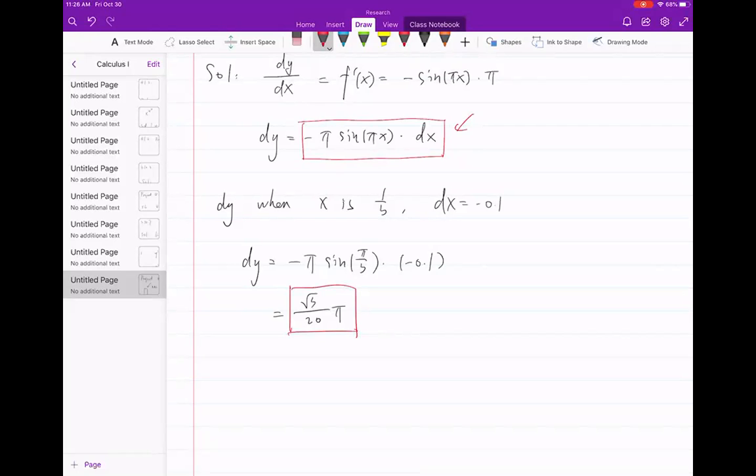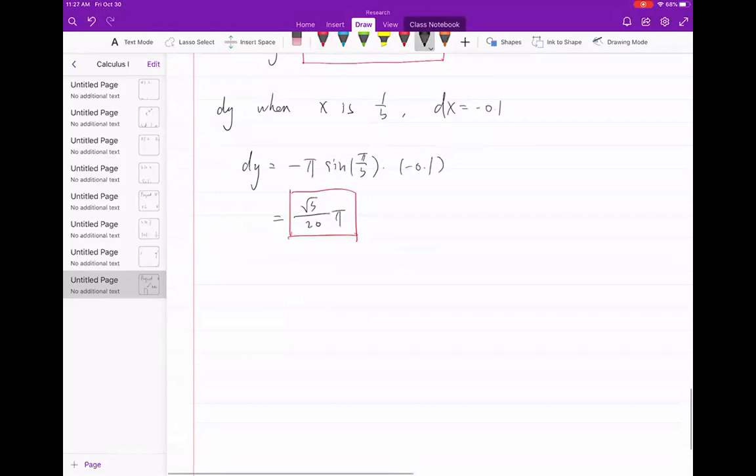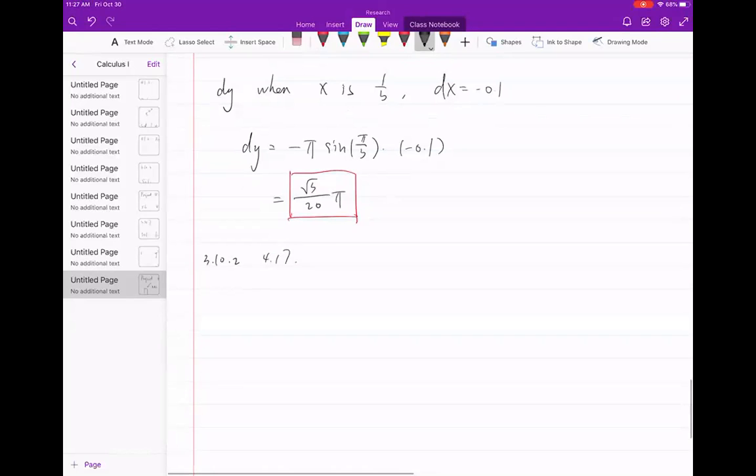3.10 number 2 and 4.1 number 7. Find the linearization of this one at 4. Okay. 3.2 is pretty standard. So I will just quickly do it, and you try to see where you get things wrong.